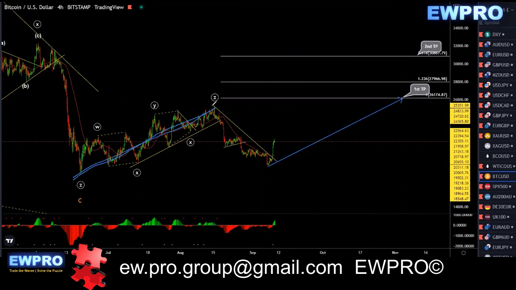we're looking for a larger A, B, and a C. This is 100 fib. That would be the first target, and if you're lucky enough, and it becomes sort of motive, your second target's at 161.8.